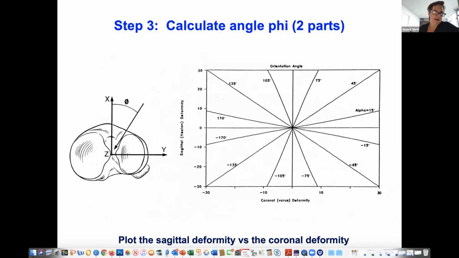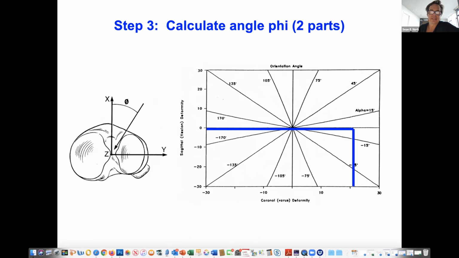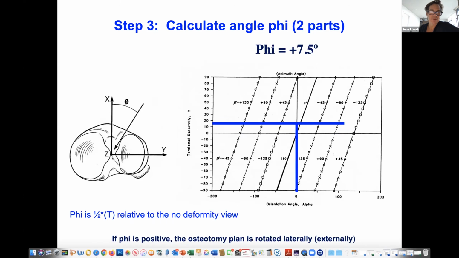Now we have to calculate angle phi, and that's how much do we externally rotate the plane of the cut relative to the coronal plane in order to make sure that we don't introduce a deformity on the no deformity view, and to make sure that we get the ascending descending issue in order. So you first plot out to calculate angle alpha, but just remember, we already did that. And we knew angle alpha was 0 based upon our initial measurements. Then we take that, plot this on a second graph, and we find that angle phi is 7.5 degrees. Angle phi is going to be 1/2 of the torsion relative to the no deformity view. If angle phi is positive, that means the plane is externally rotated.